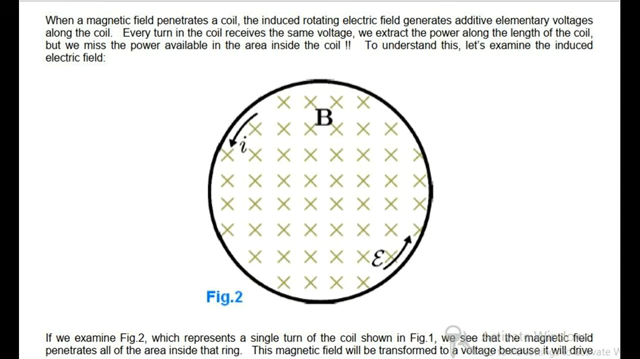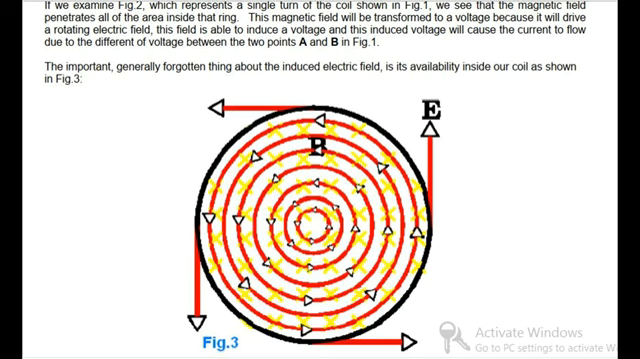To understand this, let's examine the induced electric field. If we examine Fig 2, which represents a single turn of the coil shown in Fig 1, we see that the magnetic field penetrates all of the area inside that ring. This magnetic field will be transformed to a voltage because it will drive a rotating electric field. This field is able to induce a voltage, and this induced voltage will cause the current to flow due to the difference of voltage between the 2 points A and B in Fig 1.